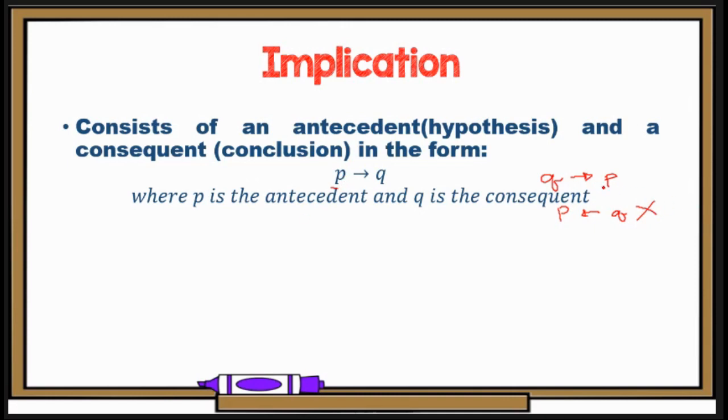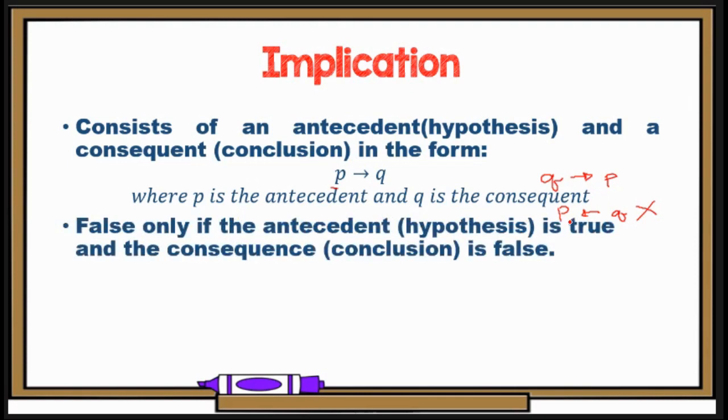As I've said earlier, if you want Q to be the antecedent and P to be the consequent, all you have to do is exchange their places, but do not change the direction of your arrow. Now, what will be the truth value of implications? It is false only if the antecedent or the hypothesis is true and the consequence or conclusion is false.